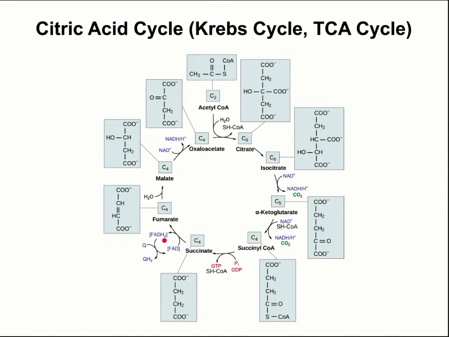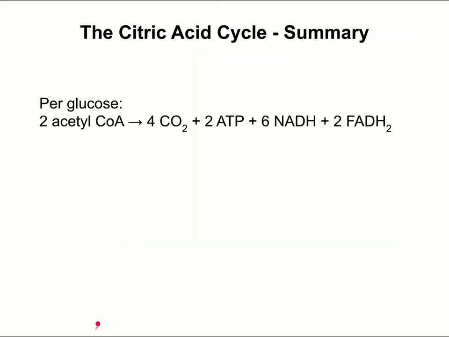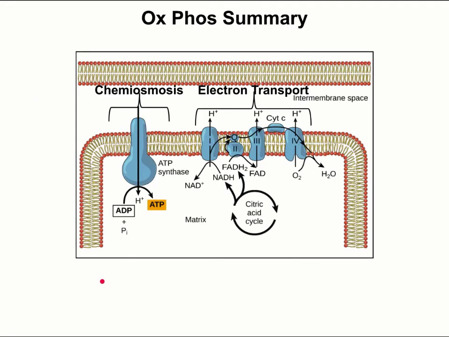Before we go over that, a quick summary. To summarize, the citric acid cycle uses 2 acetyl-CoA per glucose and generates 4 carbon dioxide, and now we've accounted for all 6 carbons of glucose, 2 ATP, 6 NADH, and 2 FADH2. On to the last stage of cellular respiration, oxidative phosphorylation, or OXPHOS.